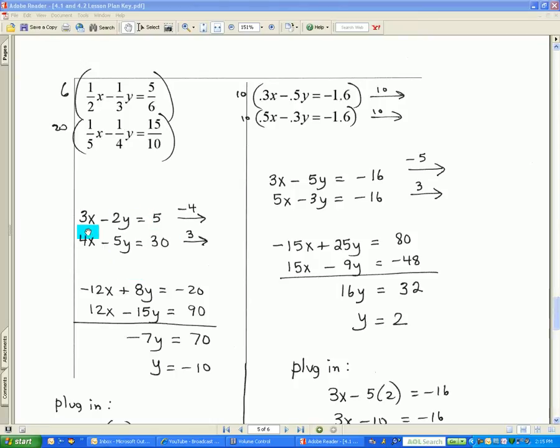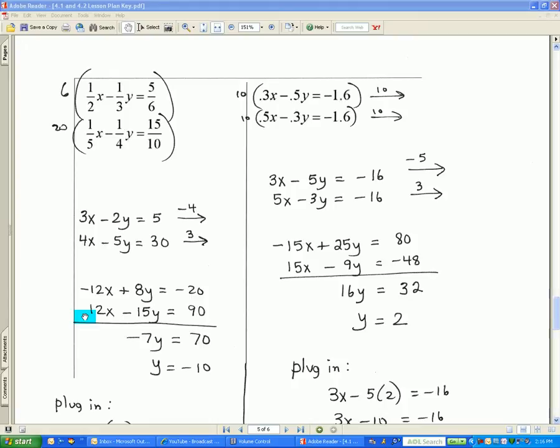Okay? Now, to eliminate the x's, I see there's a 3 and a 4. They both go into 12. I'm going to make one of them say positive 12 and one say negative 12, and it doesn't matter which. If I multiply the top equation by negative 4 and the bottom one by positive 3, I will accomplish that. So I get a negative 12x plus 8y equals negative 20 for the new top equation. I get 12x minus 15y equals 90 for my second equation.